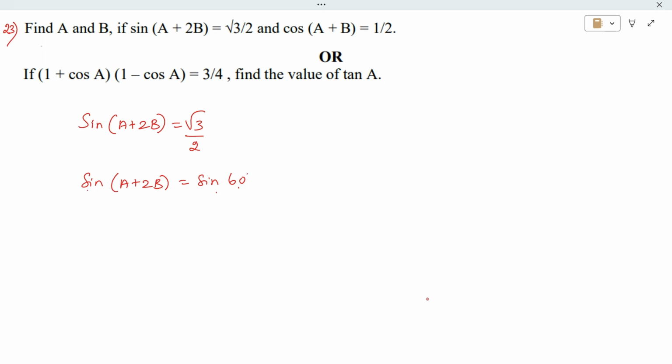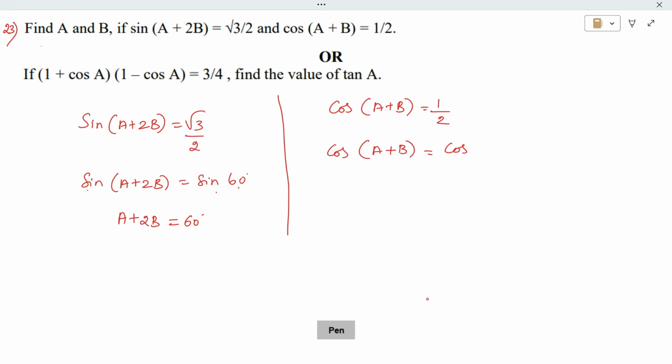So now compare both the sides. So I can filter A plus 2B will be 60 degrees, isn't it? Sine is on both sides, so I just ignore it and write whatever is needed. Similarly, if I go for cos(A + B) given as 1 by 2, when cos is 1 by 2, at what degree? At cos 60 degrees, isn't it? Hence, after comparing, I'm just filtering A plus B as 60 degrees.